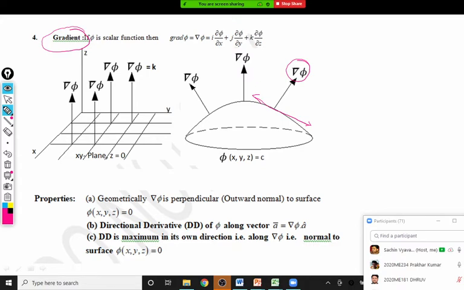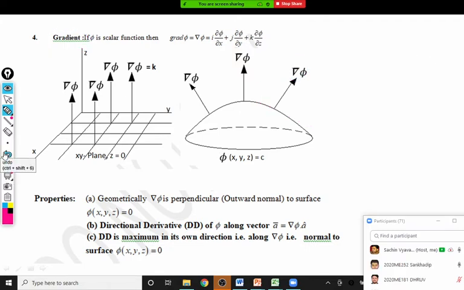GeoGebra does not show these del phi vectors. GeoGebra shows these tangents. There is a very big use of this del phi in optimization techniques, and that is the gradient descent method. This method is used to find the maxima and minima of surfaces. We'll not go into the detail because that's not required.